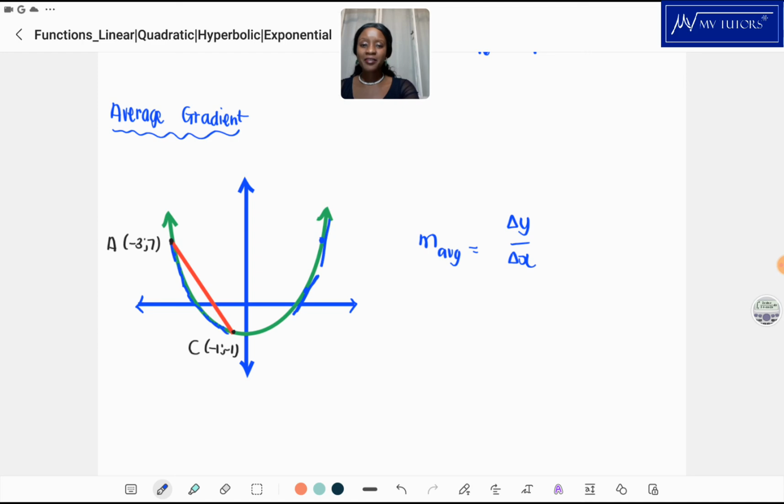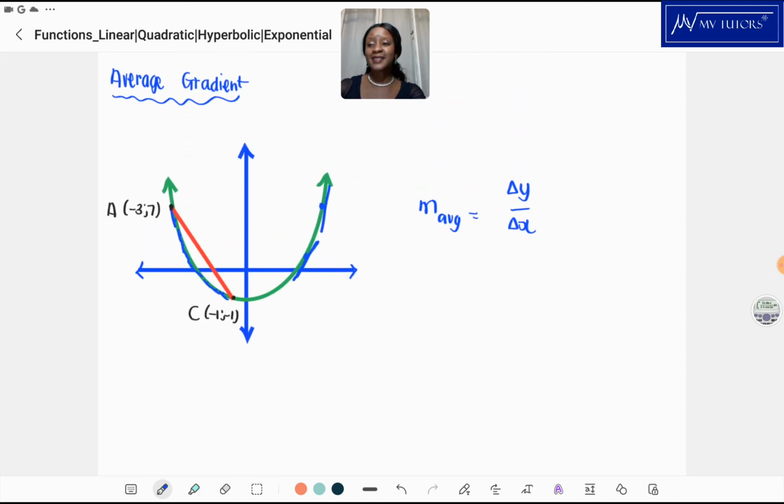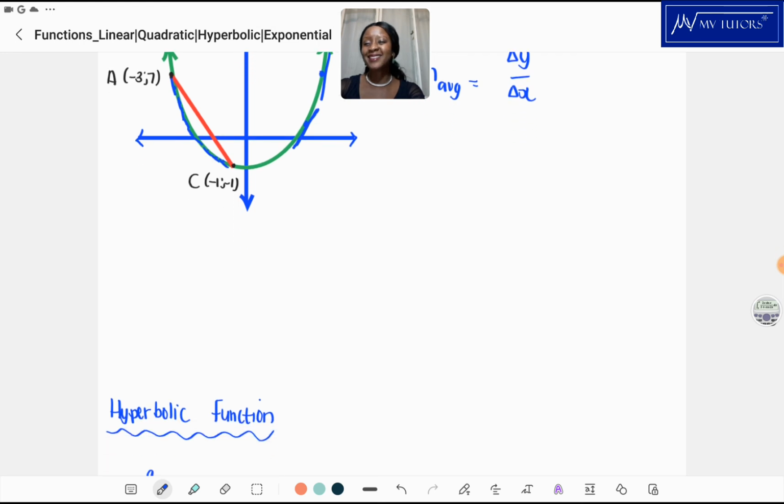So whenever you see average gradient, please don't panic. They say average because you're dealing with a curve, okay, and there are different gradients throughout, but at the end you just want the average gradient. So you just take 2 points on your curved function, like a parabola in this case, and you calculate the average gradient, which is delta y over delta x. So that's what I wanted to say there with the average gradient. I'm not going to calculate it. You can do it in your own time.